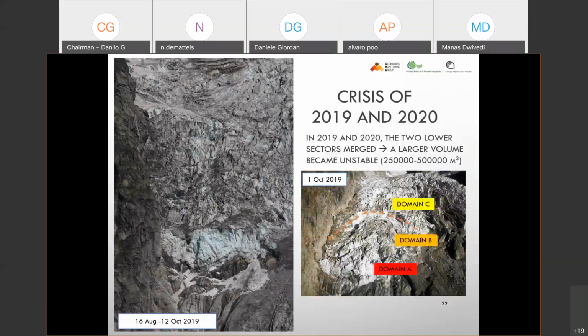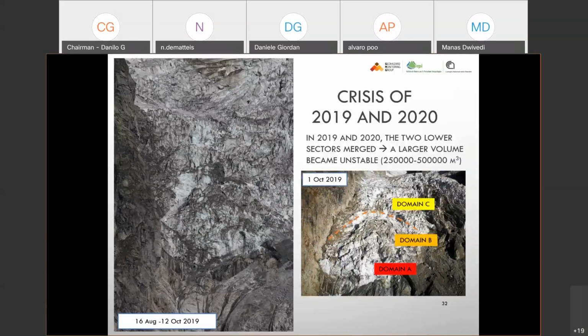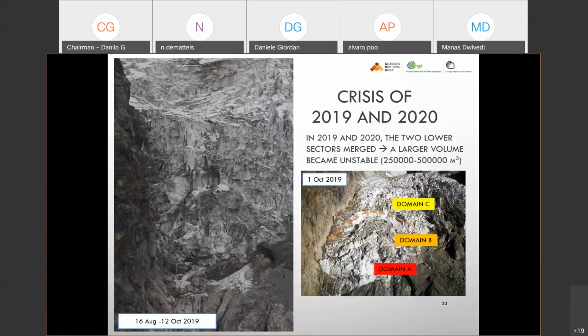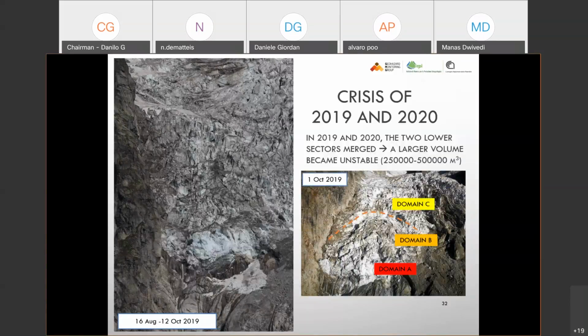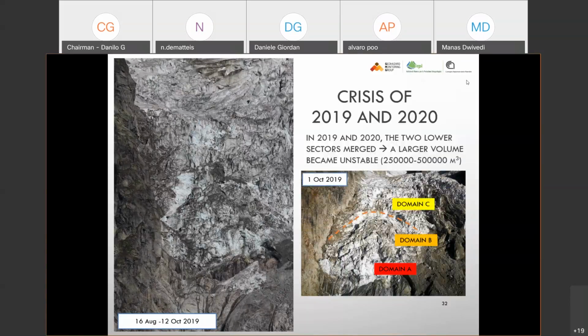But in 2019 and in 2020, something different happened. The two lower domains, domain A and domain B, merged. There was no velocity gradient, and there was no large crevasse between these two domains. They formed a single morphological sector with a very large crevasse above it. And therefore, all these portions were very unstable.